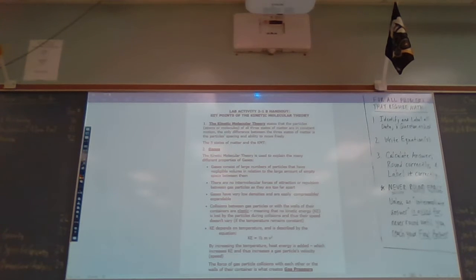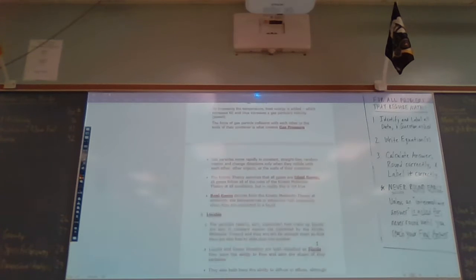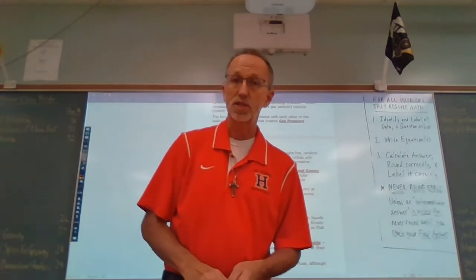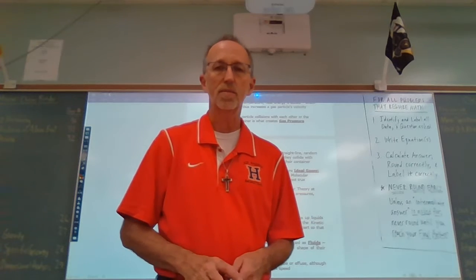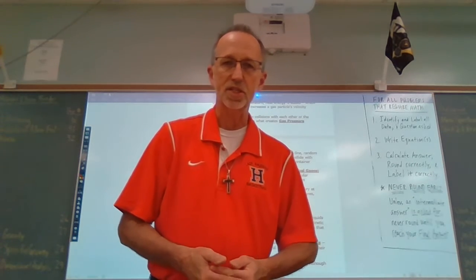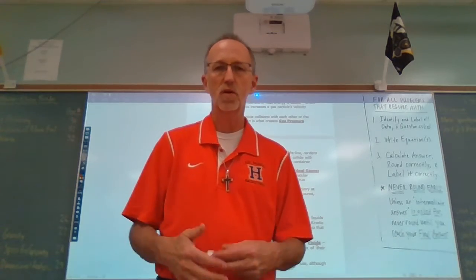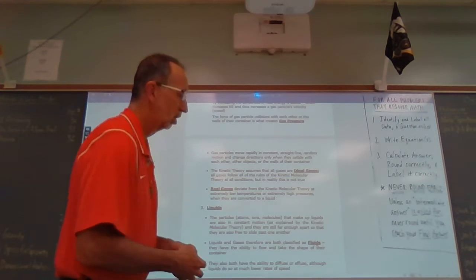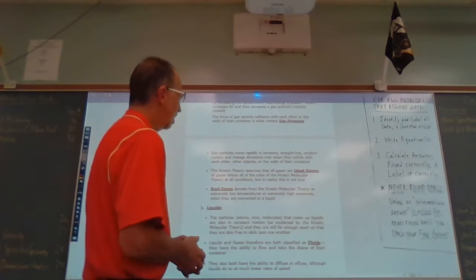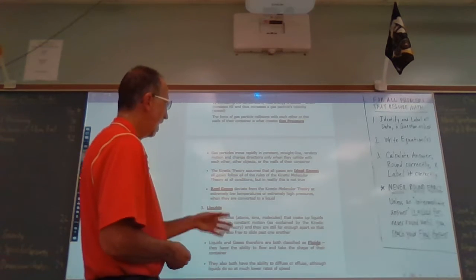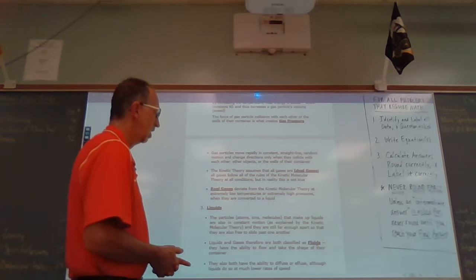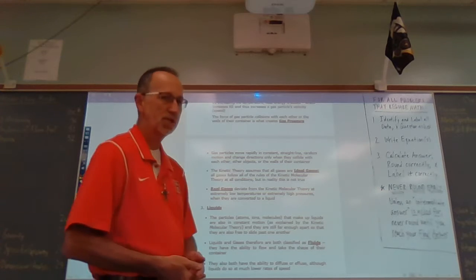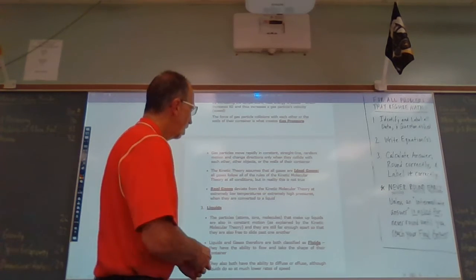The force of gas particle collisions with each other or with the walls of their container is what creates gas pressure, all right? Atmospheric pressure is just a little more specific term, speaking about air particle collisions with everything. We call it air pressure or atmospheric pressure, same thing. But in general, the force of gas particle collisions with each other or with something else is what we call gas pressure. So gas particles move rapidly in constant straight line random motion and change directions only when they collide with something, either each other, other objects, or the walls of their container. We saw this in the demo in part A.